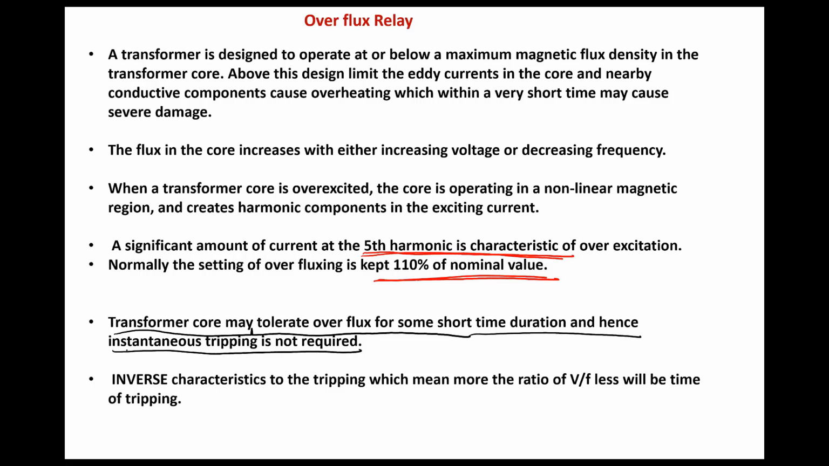So the transformer core can tolerate overflux for some short duration. Hence, the overflux relay need not have the instantaneous tripping. An instantaneous relay is a relay that will immediately trip once it crosses 110% of the flux. However, since the transformer core can accommodate the overflux for some short interval of time, we need not give the immediate instantaneous tripping. We can provide some inverse tripping. That means we can use the inverse type of characteristics for tripping of the transformer core. Understand? So these are the features of the overflux relay.